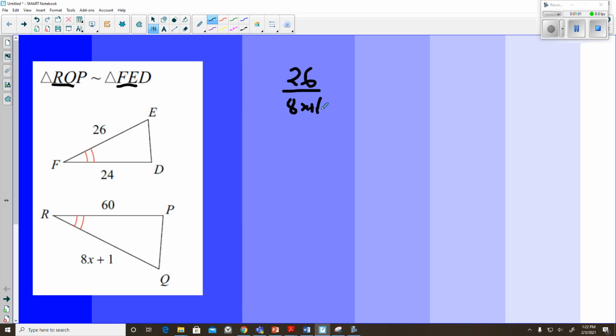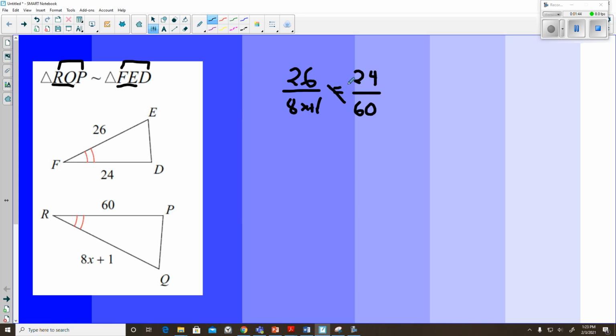Now, the thing about proportions is that whatever you start with in one ratio, you have to start with in the other one as well. If you start with FE, then you have to start with FD when you create this proportion. Sides are always going to be proportional, so that's why we create these ratios. So FD goes over RP, because their letters are also located in the same area inside of our statement. FD, RP, so 24 goes over 60.